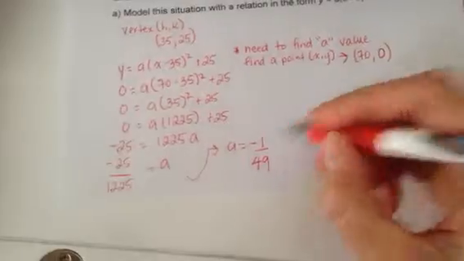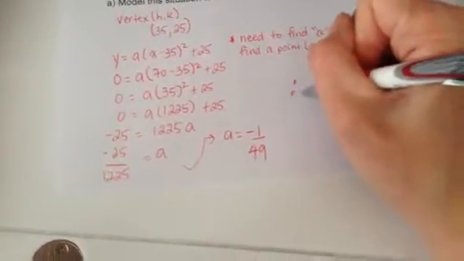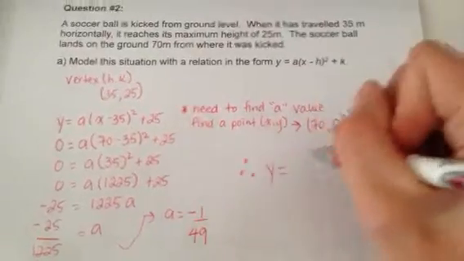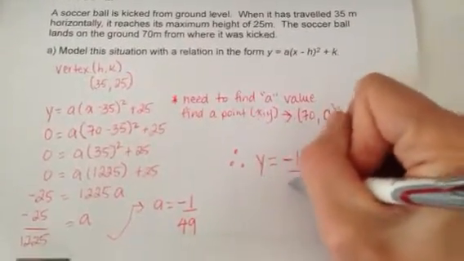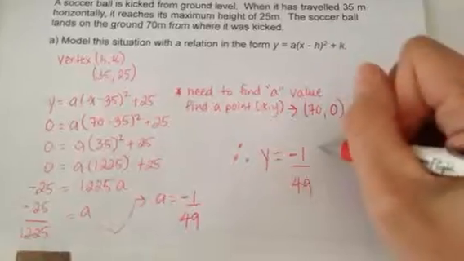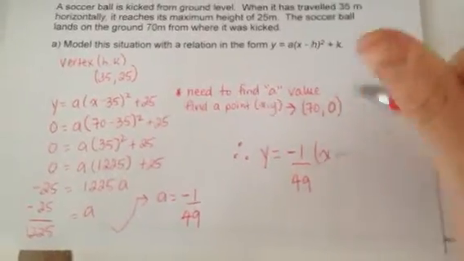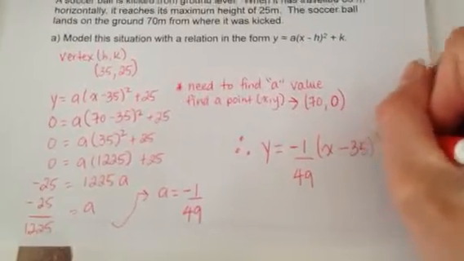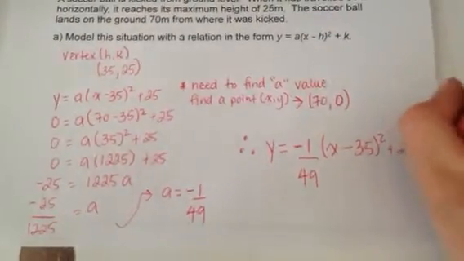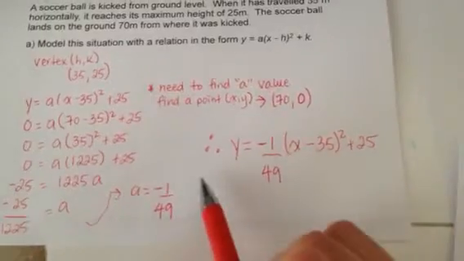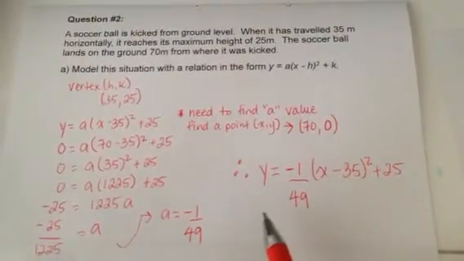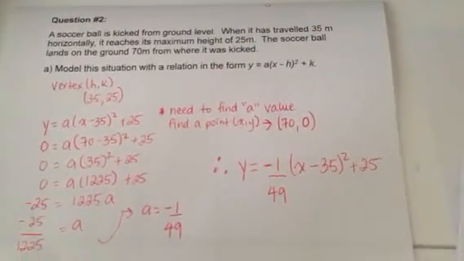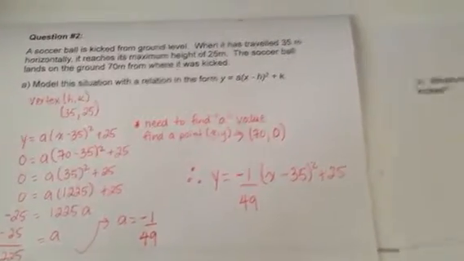Okay, so from here we have our a value, so now we can write our relation. Our a value is negative 1/49, times (x minus 35) squared, since we have our vertex of 35 and 25, plus 25. So this is the relation that models question number 2. Okay, so from here we can move on to question B.